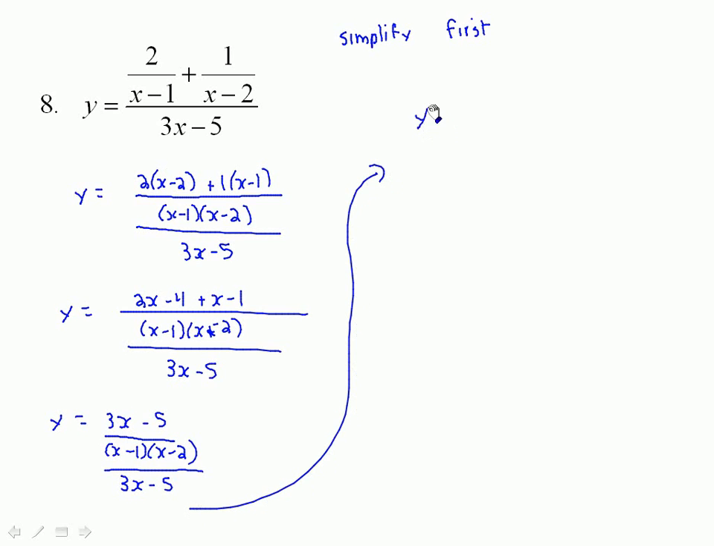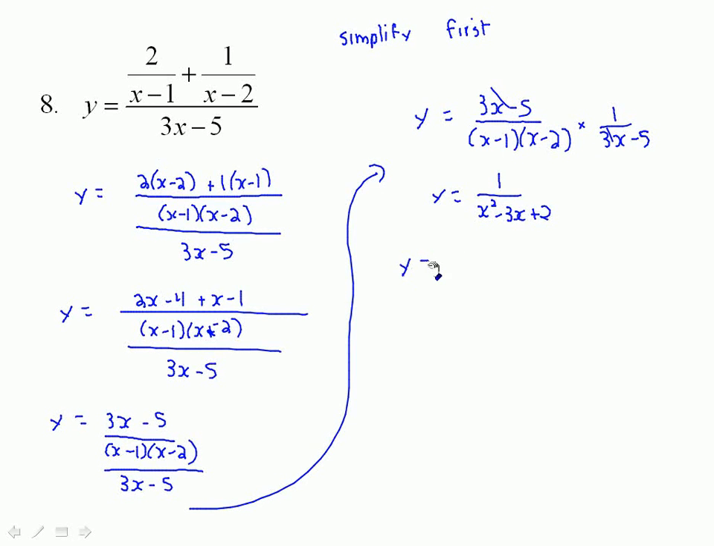Now what you're going to get either in one step or in two, I'll do it in two just for safety's sake. We're dividing by 3x minus 5, so times by 1 over 3x minus 5. These cancel out, of course, divide out, so you get y is equal to 1 over x minus 1 times x minus 2. Now, better to take this one and FOIL it out, so you get x squared minus 3x plus 2. And then y is equal to x squared minus 3x plus 2 to the negative 1.